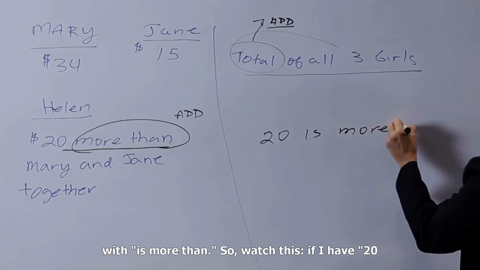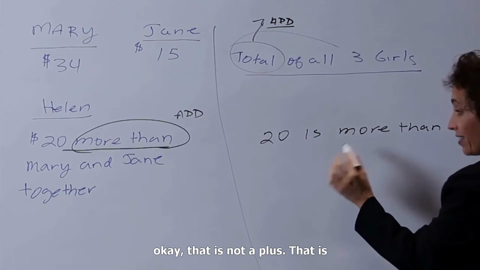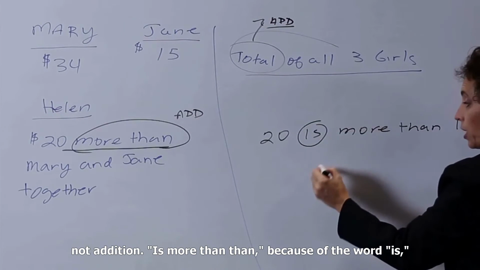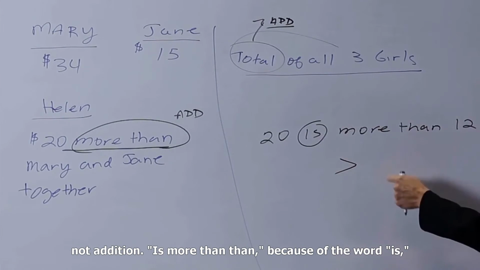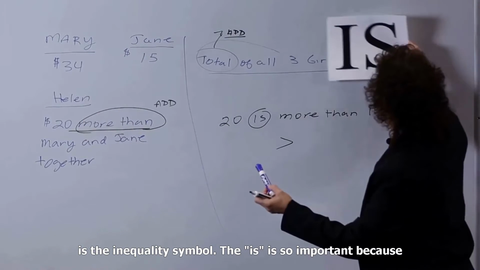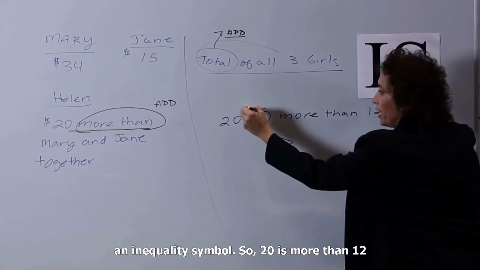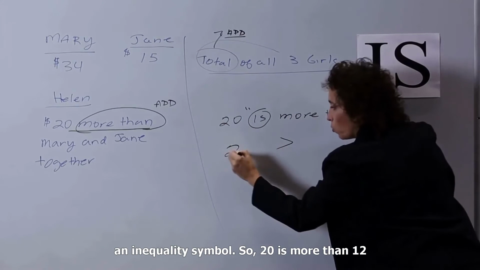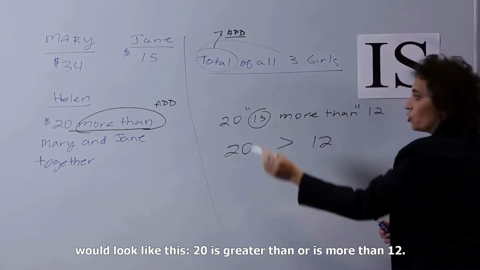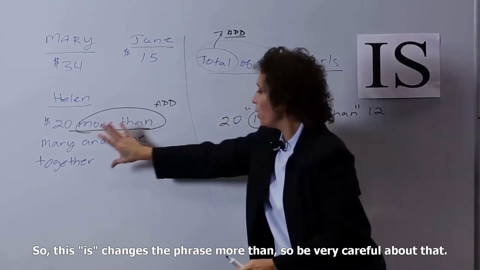If I have 20 is more than 12, okay, that is not a plus, that is not addition. Is more than, because of the word is, is the inequality symbol. The is so important because the is changes an addition symbol to an inequality symbol. So 20 is more than 12 would look like this. 20 is greater than, or is more than, 12. So this is changes the phrase more than. So be very careful about that.